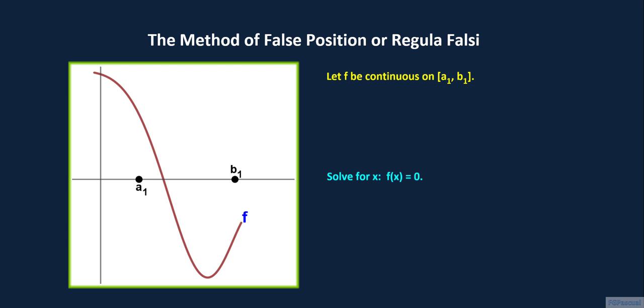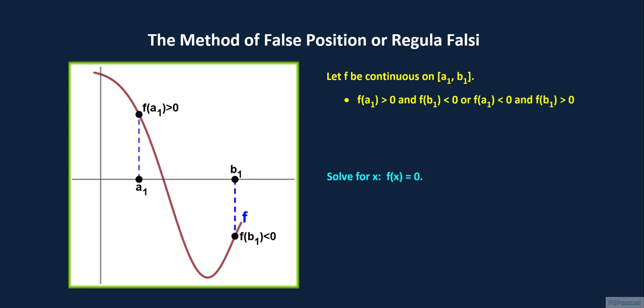If f is continuous on the closed interval from x equals a sub 1 to x equals b sub 1, and if in addition f of a sub 1 and f of b sub 1 have opposite signs, so that either f of a sub 1 is greater than 0 while f of b sub 1 is less than 0, or f of a sub 1 is less than 0 while f of b sub 1 is greater than 0, then the intermediate value theorem guarantees the existence of at least one root of the equation f of x equals 0 on the interval from a sub 1 to b sub 1.